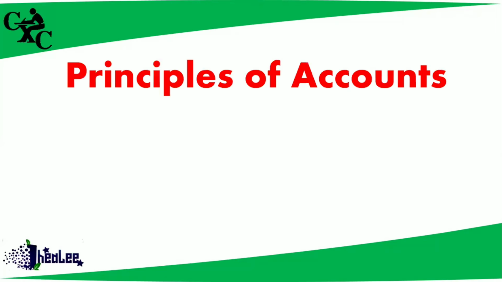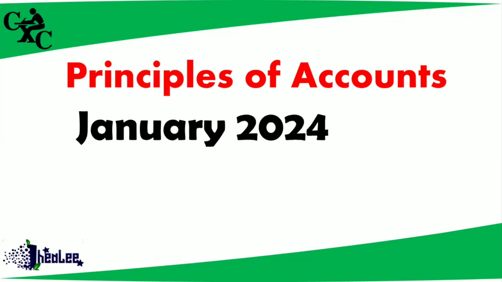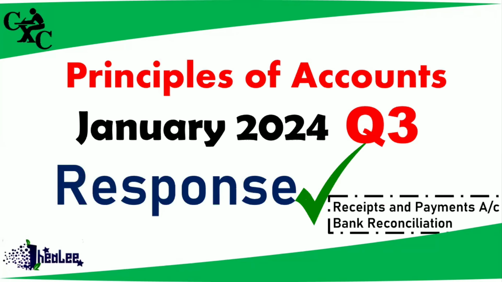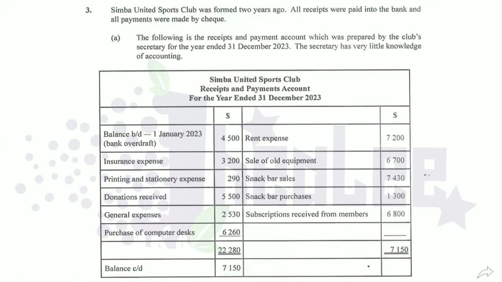We are back looking at the CXC Principles of Accounts January 2024 paper. Our focus for this session is on question 3 response, where candidates were tested on receipts and payments accounts and bank reconciliation statements. Now, if you have missed questions 1 and 2, the links are in the description below. Let's get right into the question. Do remember to read your question first.